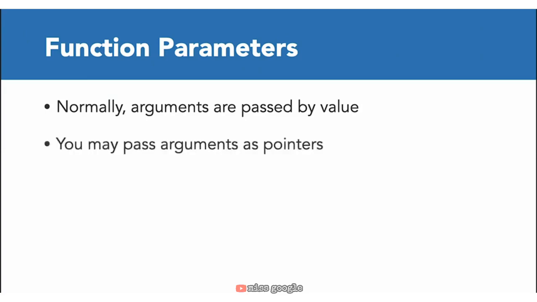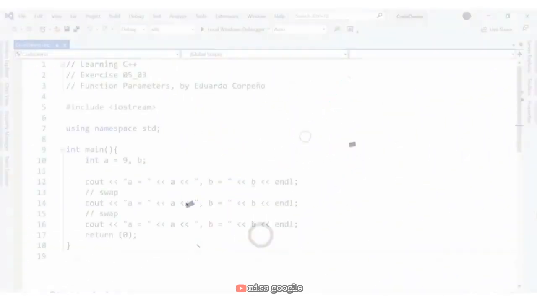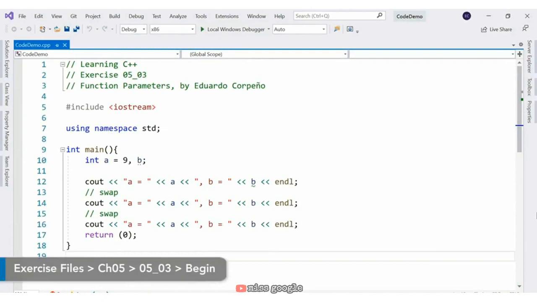You may also pass arguments as pointers. That means that you may send the address of the variable as an argument. This will give you the power to access the variable inside the function. This may be dangerous, but it's a possibility. And you may also pass arguments as references. This is similar to passing arguments as pointers, but the limitations of references often make this the smart and safe choice.